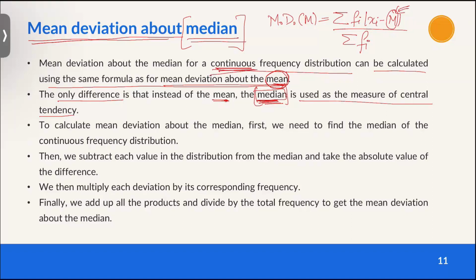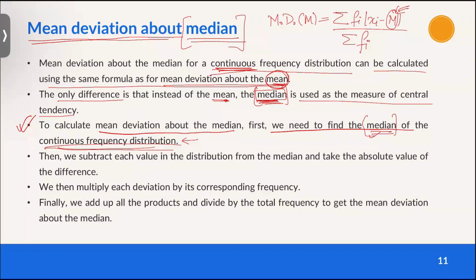So we will see this with an example, and how we calculate this median. For a discrete frequency distribution, it is very simple. You take the ascending order and you take the middle value. I hope you understand what I mean by middle value. It is not exactly the middle value, but I hope you know what the median is. So to calculate the mean deviation about the median, first we need to find the median of the continuous frequency distribution. This calculation of median for a continuous frequency distribution is different from a discrete frequency distribution.